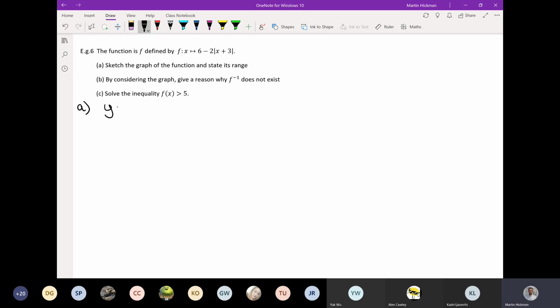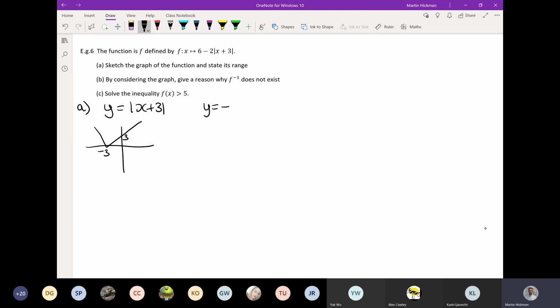Firstly, what I'm going to do is sketch the modulus of x plus 3. We should all be well practiced in doing graphs like this. Think about what x plus 3 would look like. You'd have a y-intercept at 3 and a root at -3. Normally, if it's just x plus 3, it would continue going below the x-axis, but of course, with the modulus, we need to reflect it.